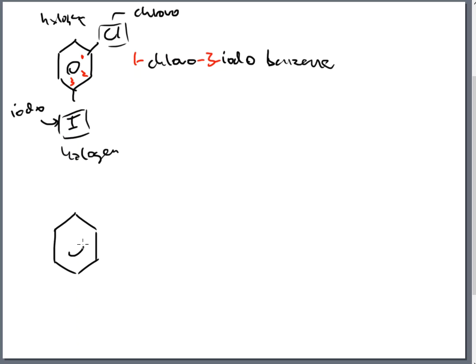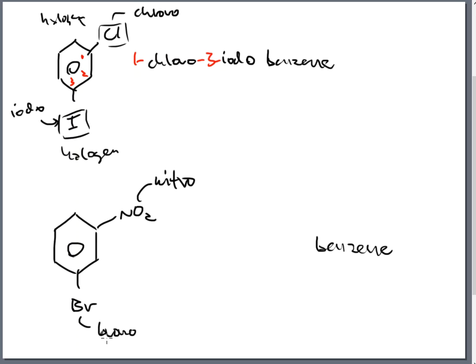So let's try another example. Here we have a benzene ring, and we have an NO2 group, and let's say a Br group. How do we name this? The same. I'll write down the word benzene. What do you call the NO2 group? The nitro group. What do you call the Br group? The bromo group. Which one comes first in alphabetical land? B or N? The B does. So bromo and then nitrobenzene.